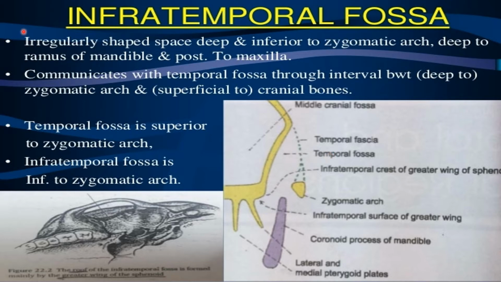So we discuss its definition properly. Irregularly shaped space deep and inferior to the zygomatic arch. So it is the space which is below the zygomatic arch, and it is irregular in shape, and it is deep to the ramus of the mandible. You know that in front of the zygomatic arch, there is the ramus of the mandible. So below the ramus of the mandible it is located, and the temporal fossa is above and infratemporal fossa is below, and both are communicating through this zygomatic arch.